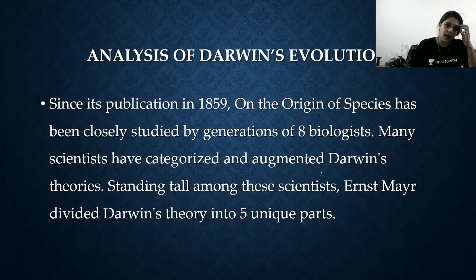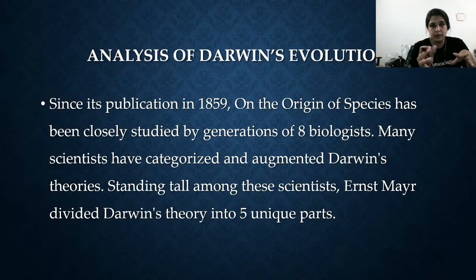So, analysis of Darwin's evolution. Survival of the fittest means that an organism which has a particular trait that makes it survive better can pass on to its generation. The other organisms, which do not have the traits to fit in that particular situation, will fail and eventually disappear. That is the survival of the fittest.